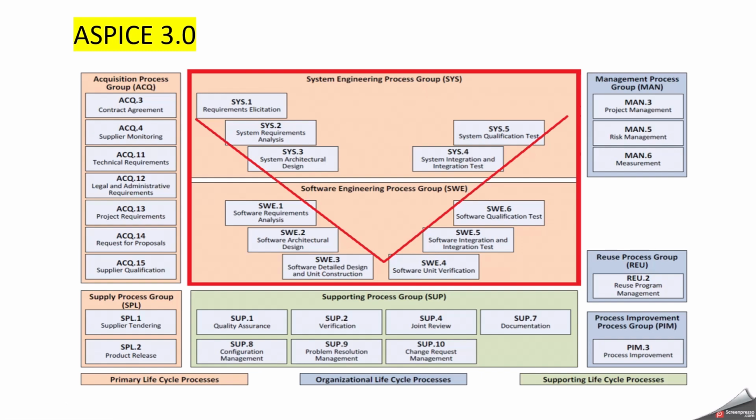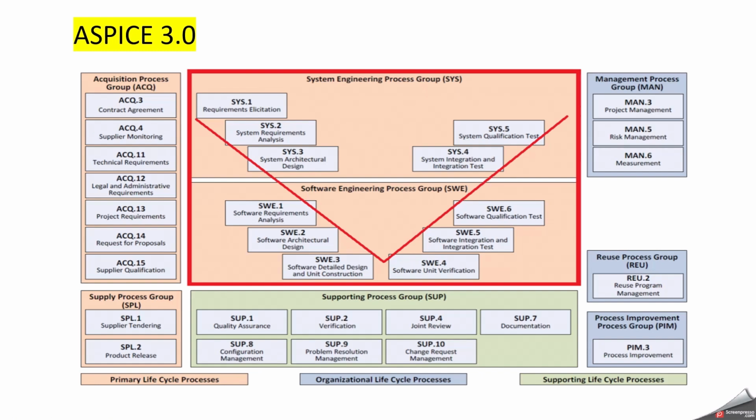And the third process group is the organizational lifecycle process. So here we are talking about the management process group. Here we have MAN3 for project management, MAN5 for risk management, MAN6 for measurement. And when we are thinking about the reuse process group, here we have REU2, reuse program management, and PIM, the process improvement process group. So this is completely about ASPICE 3.0.